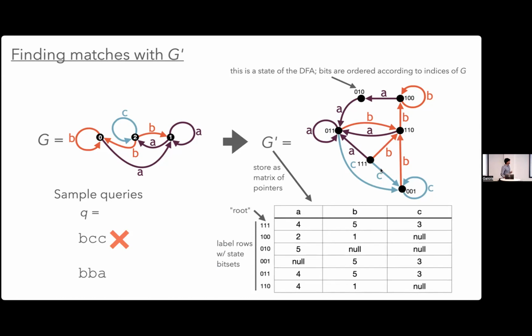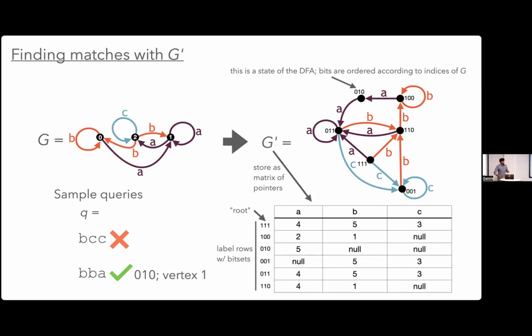Now let's look for BBA. So we again start at this 111 bit set. We walk across B, we walk across B, we walk across A. It is indeed present. Good. And if we store these bit sets along with all the rows here in this matrix, we can recover the locations of matches. Here, there's a match at vertex 1. I'm just reading it off this bit set here, 0, 1, 0. 0 is the 0th bit. 1 corresponds to vertex 1. Second bit is vertex 2.